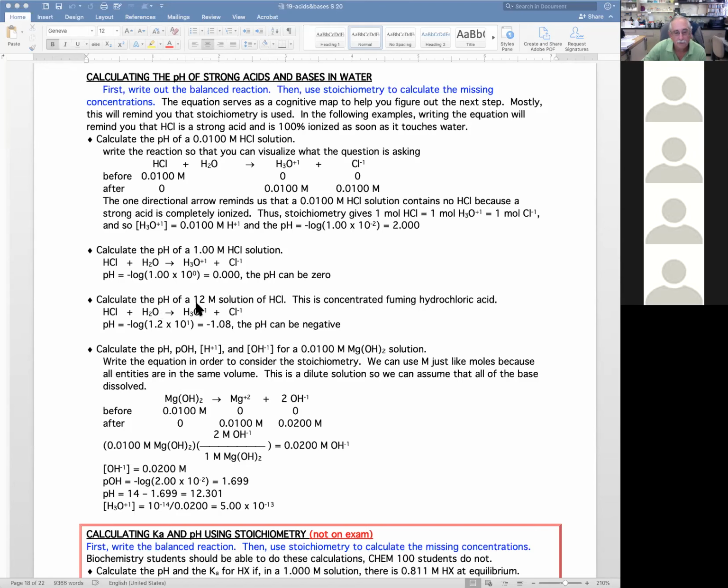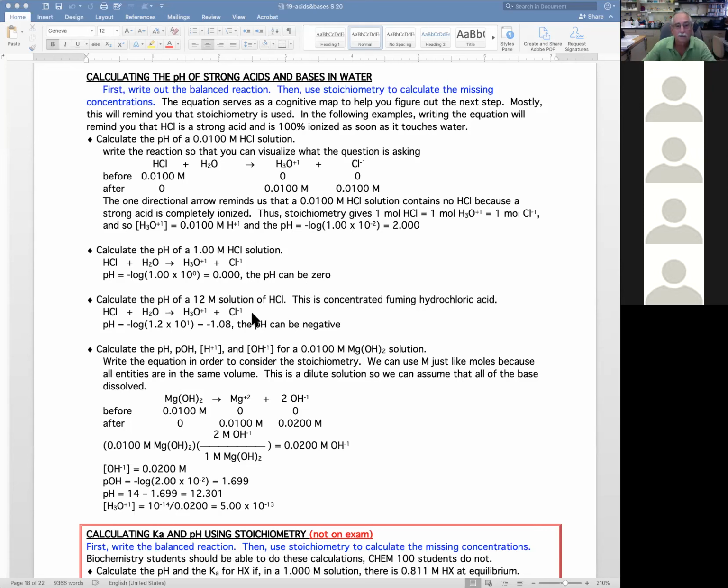Calculate the pH of a 12 molar solution of HCl. So this is concentrated hydrochloric acid. It's a fuming acid. If you open up the top of the container, which I don't want to go get right now, I don't want to smell acid fumes, but if I did have it here, I'd open up the container and you would see it just fuming like this. As it goes into the vapor phase, it reacts with water and condenses the water, and you simply don't want to breathe that because that's hydrochloric acid.